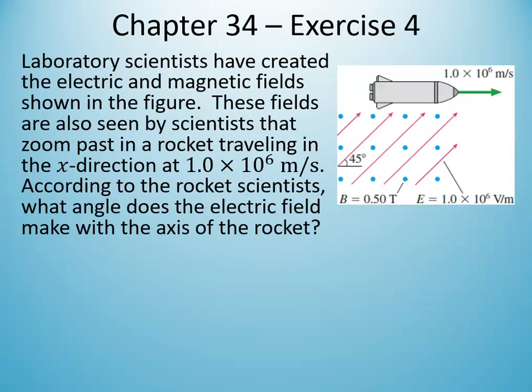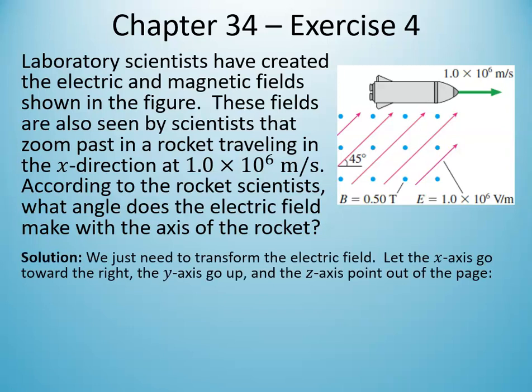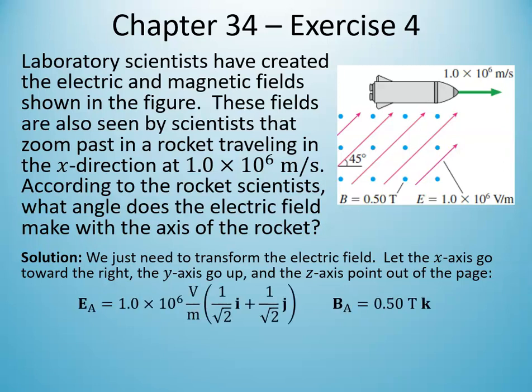So in the fourth exercise, we have similar ideas as before, this time taking place at an angle. According to scientists on the rocket, what angle does the electric field make with the axis of the rocket? So we have our givens. We write down the electric field vector that we notice here. What I did in order to do this is I simply wrote down the magnitude of the vector and multiplied it by a unit vector going in the direction of that vector. So that's a 45-degree angle. Well, I can do sine and cosine of 45 degrees, so that's how I got my unit components there.